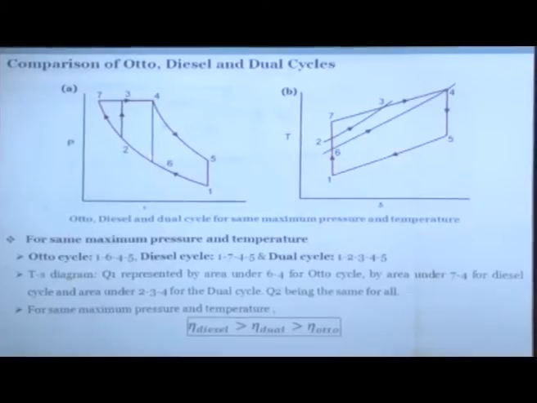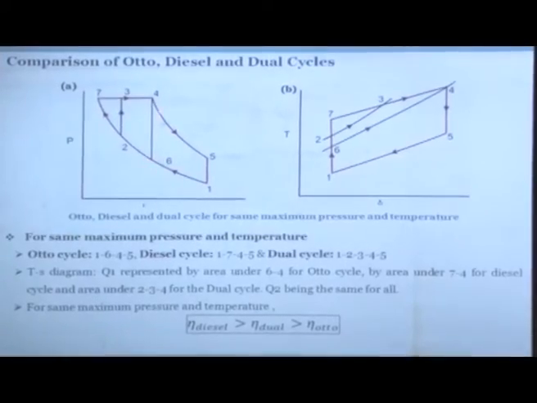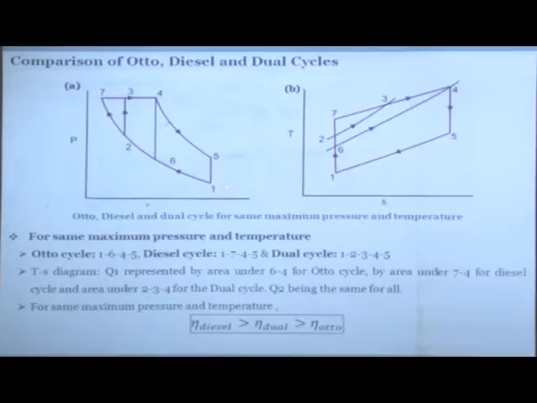So then if you draw the Otto cycle, it will be 1, 6, 4, 5, 1, the diesel cycle will be 1, 7, 4, 5, 1, and the dual cycle will be 1, 2, 3, 4, 5, 1. Same here in the corresponding TS diagram. In this situation, which one will be most efficient? In this situation, the diesel cycle will be most efficient because it is occupying the greater area. And obviously from the figure you can also see that since you have put a limitation on peak pressure and peak temperature, the compression ratio of the diesel engine will be definitely much higher than the Otto cycle.